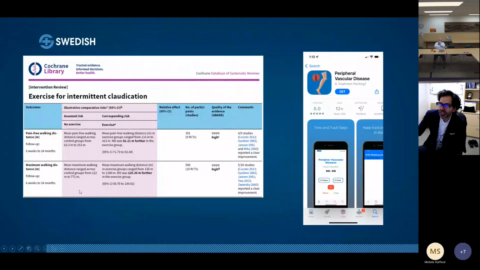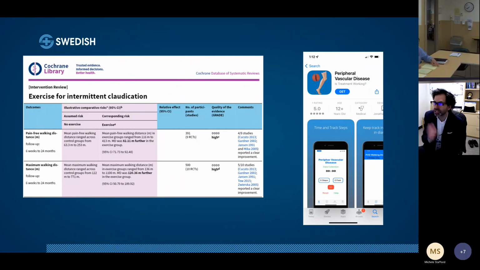Exercise for intermittent claudication. There is a real and demonstrable benefit. So there are two distances we talk about. There's a pain-free walking distance and a maximal walking distance. And you can see the exercise group started off between 116 meters to 413 meters, and they were able to walk pain-free an additional 82 meters with supervised exercise over 3 months. And their maximal walking distance increased to 120 meters over the no exercise group.